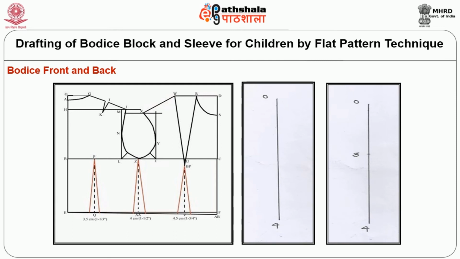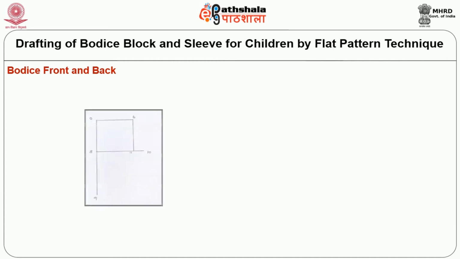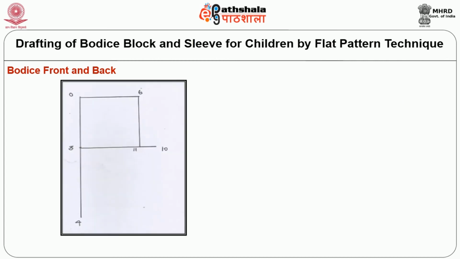A vertical line is drawn and marked as 0 on top and 4 at the bottom. The measurement for the line 0 to 4 is waist length plus 1 centimeter. On this line, mark 3, which is 1/4 chest from 0. Measure and mark 0 to 6 as 1/2 of back width. This measurement is taken from shoulder to shoulder.